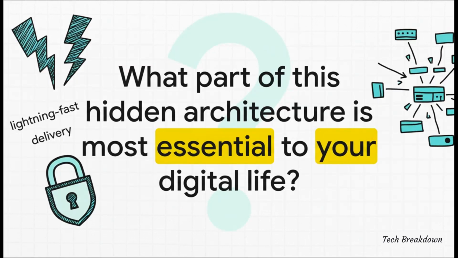So now that you've seen the whole blueprint laid out, I want to leave you with one final question to think about. When you think about your own digital life, what part of this hidden architecture is the most essential to you? Is it the lightning-fast, anything-goes speed of UDP that powers all your entertainment and gaming? Is it the rock-solid, no-mistakes-allowed reliability of TCP that you depend on for work and email? Or is it all the invisible stuff, the silent, constant work of the routers and firewalls that just make everything possible in the first place? The answer, I think, really reveals what the internet truly means to each of us.